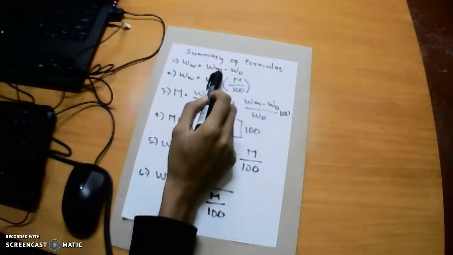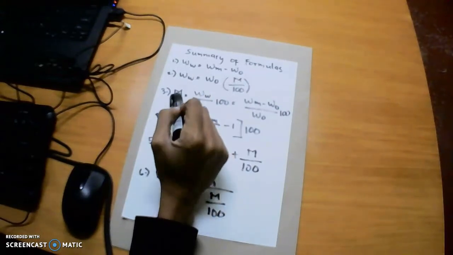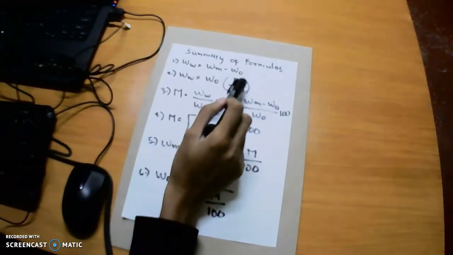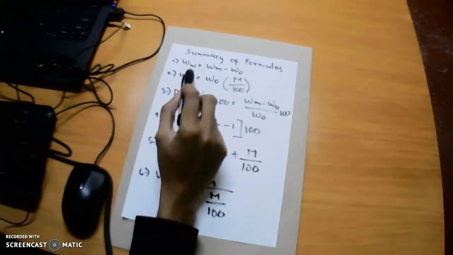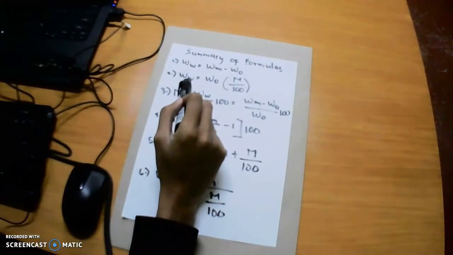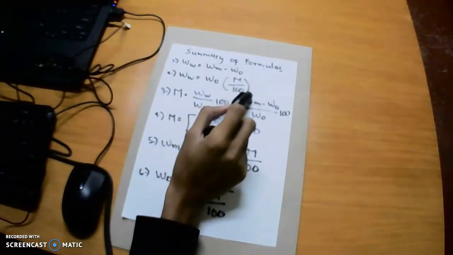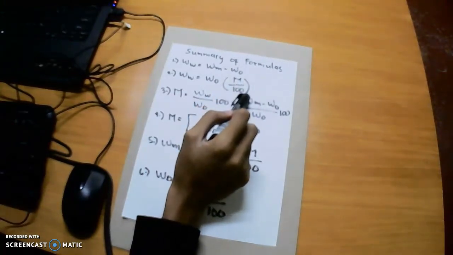Remember, you cannot compute using these formulas if you don't have at least two given values in order for you to compute one particular parameter. Okay? So again, the second formula for weight of water is equal to oven dry weight multiplied by the moisture content M over 100.